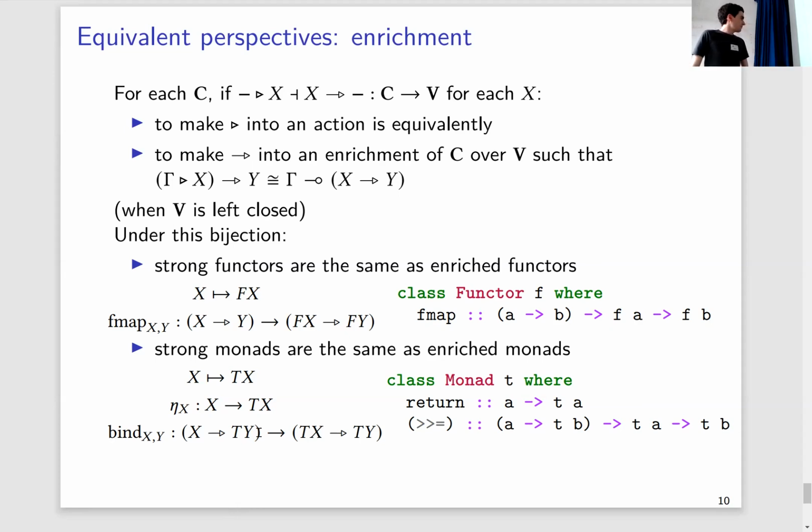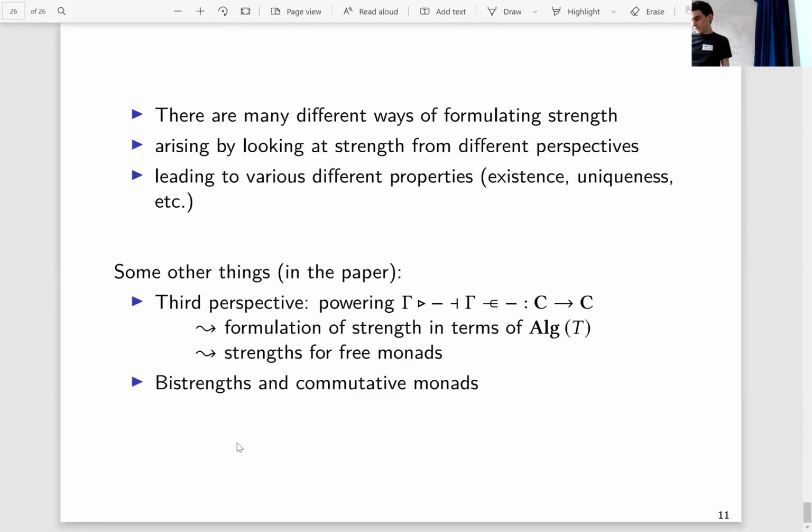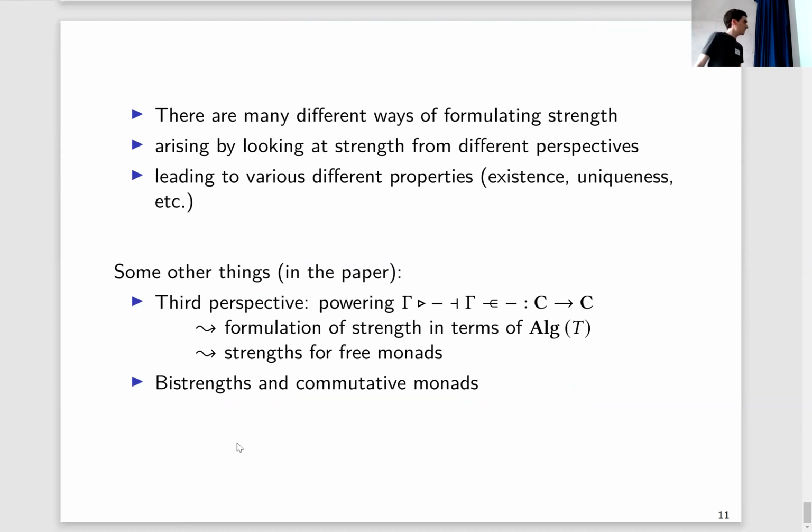That's really all I wanted to talk about. There are a bunch more results inside the paper, which I won't mention in any detail here. In particular, there is also a third way of looking at strength, where we have adjunctions but on the other side. These also lead to some equivalent definitions of strong functor and of strong monad, and they also lead to some more results about strength.